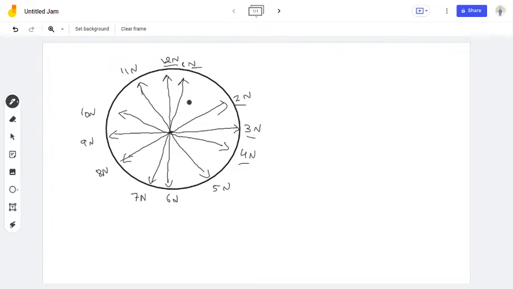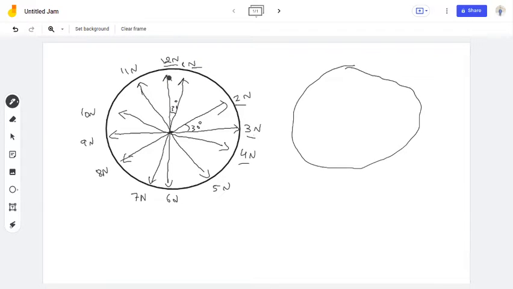Another most important thing is that the angle between each and every vector is 30 degrees. So the angle between this 2 Newton and this 3 Newton is 30 degrees. If you look very carefully, this 12 Newton and 6 Newton are exactly opposite. Similarly 3 Newton and 9 Newton, 5 Newton and 11 Newton. So let's resolve these vectors.